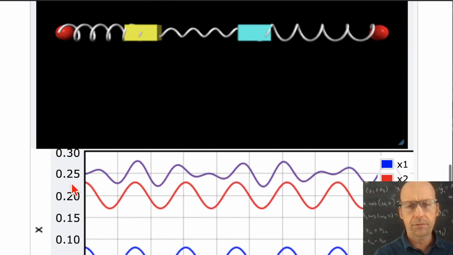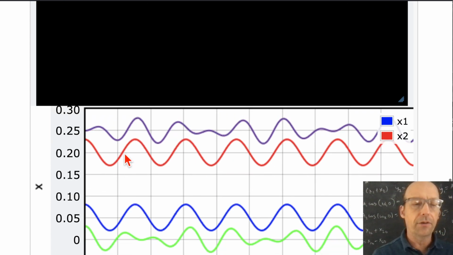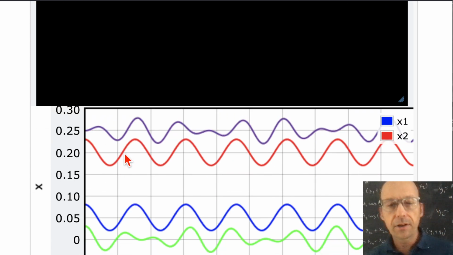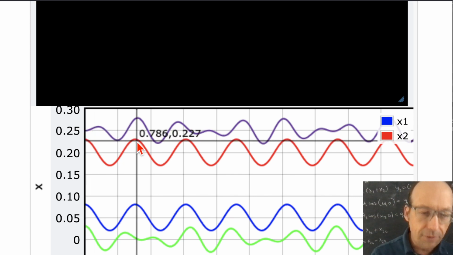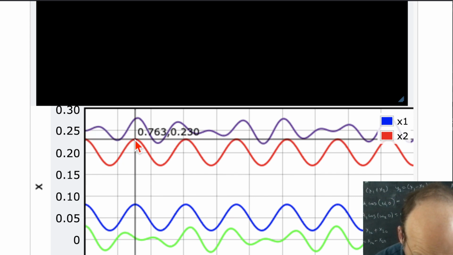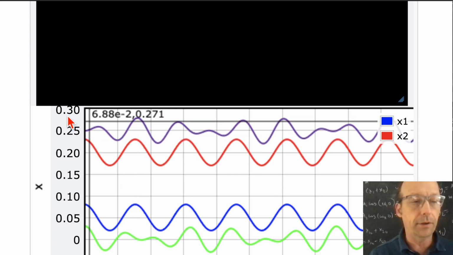I'm not sure why those two are different. Oh, because my two are different. Okay, so the blue and the red are the numerical ones. That's the one I changed. I didn't change the other one. But you can see here that this has a period of 0.763. Now, when I change it to the other situation, this oscillation, we should have a different period.